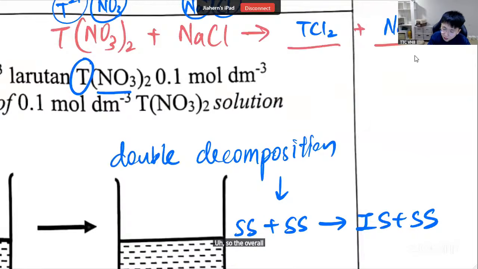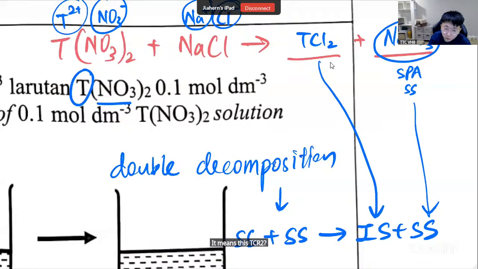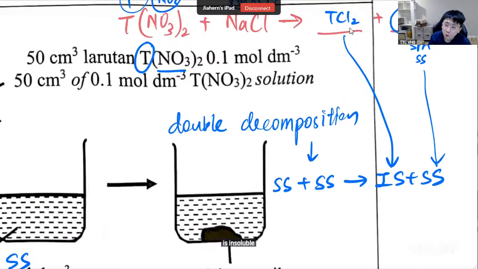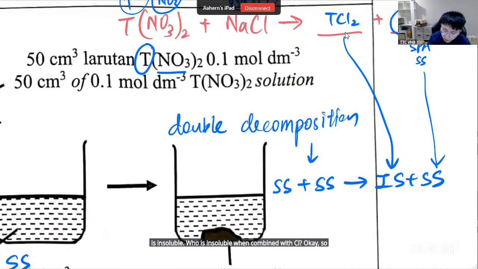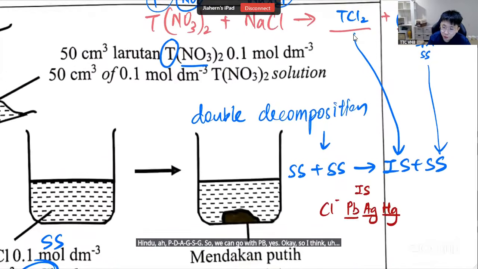The overall idea is that anything with sodium is a confirmed soluble salt, right? So this means TCl2 is confirmed insoluble. Now you have to think backwards. Which ion that combines with Cl is insoluble? If you remember, for Cl there are three possibilities. Cl is insoluble in combination with Pb, Ag, Hg. So we can go with Pb, yes. So Pb, Ag, Hg, guys.